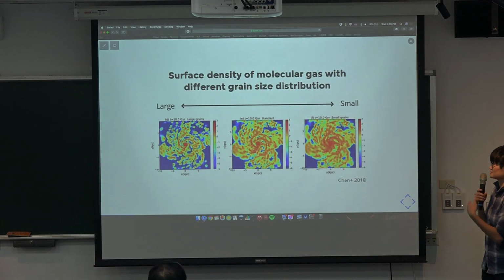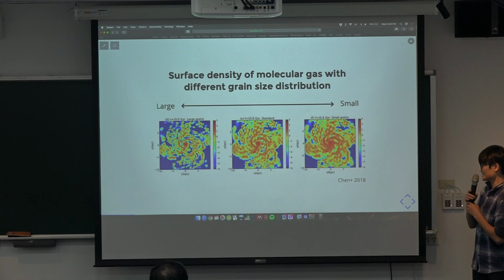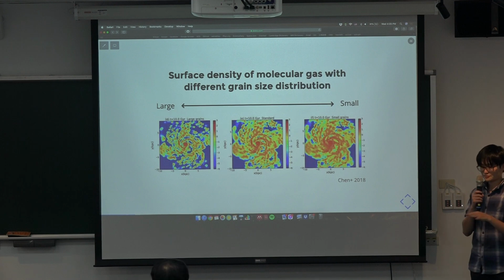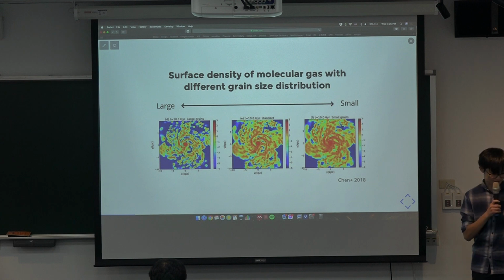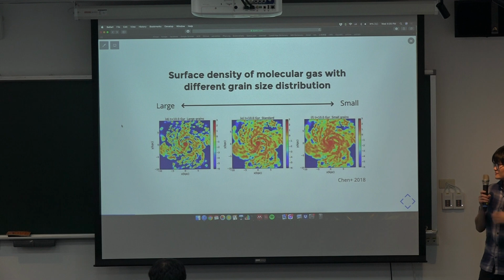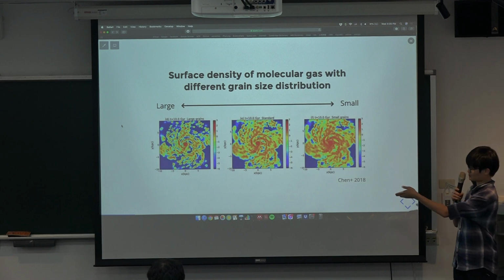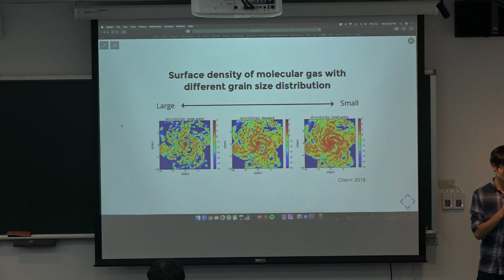And also, from a previous study by Hsiu, she found that the formation efficiency of H2 is dependent on the grain size. That is, if your dust population is dominated by small grains, the formation efficiency will be higher. You can form more H2, like in this one, the right one. And if your grains are larger, then you will be less efficient at forming H2.